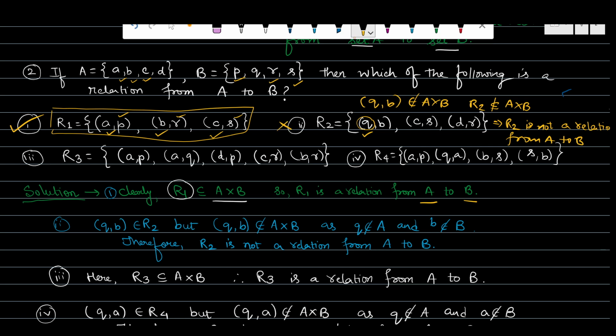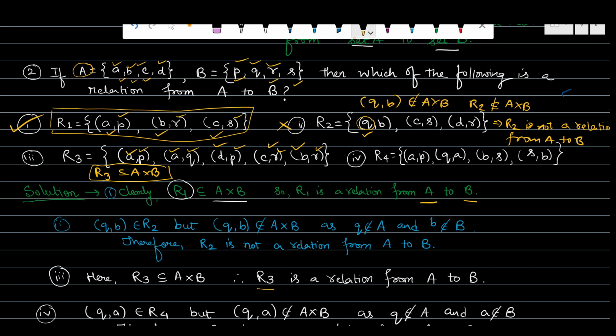So this option B is wrong. Similarly, option 3, you may check here that R3 is a subset of A cross B. See, the first elements A, B, C and B belong to set A only, and the second elements P, Q, R belong to the second set. So this is a subset of A cross B.